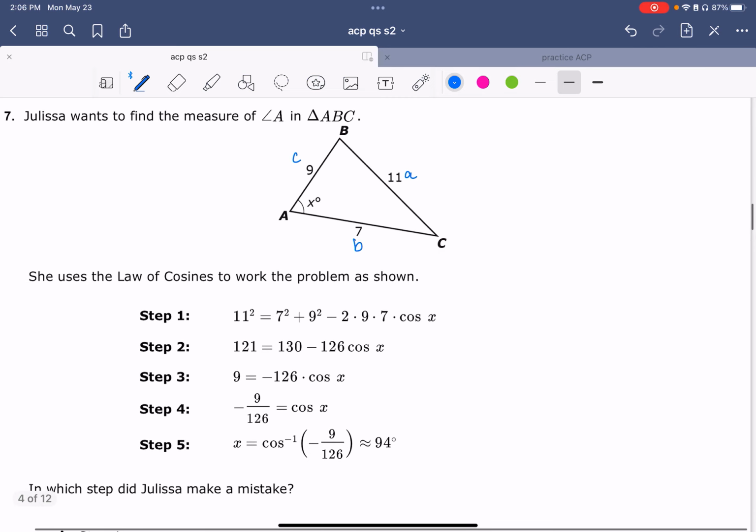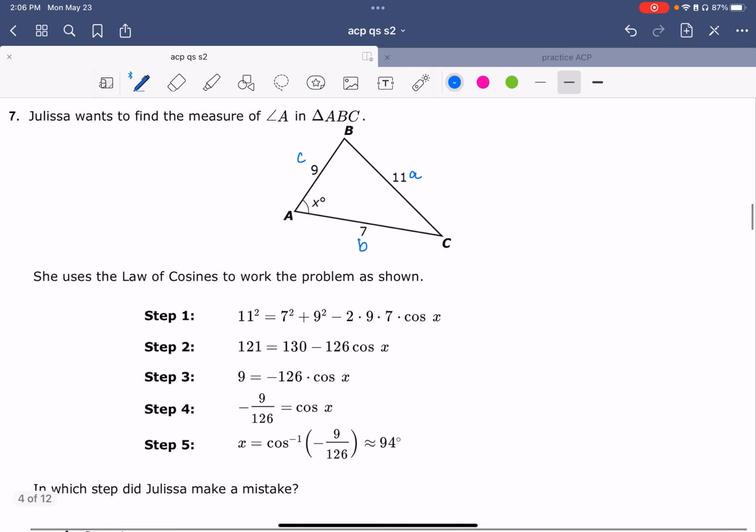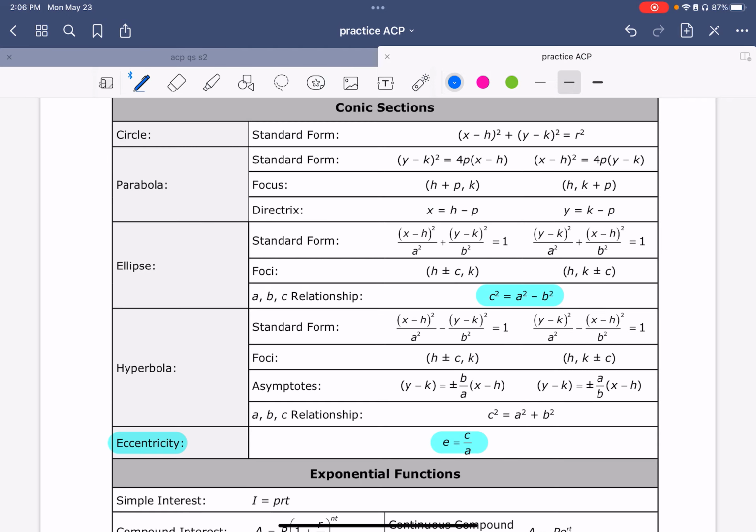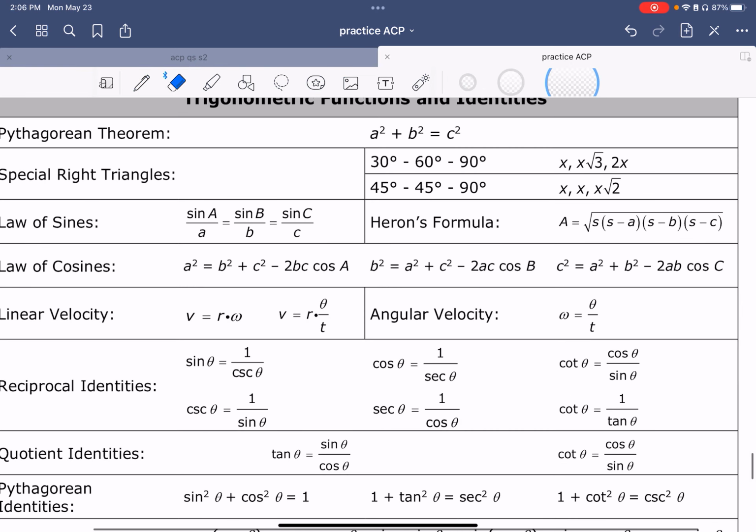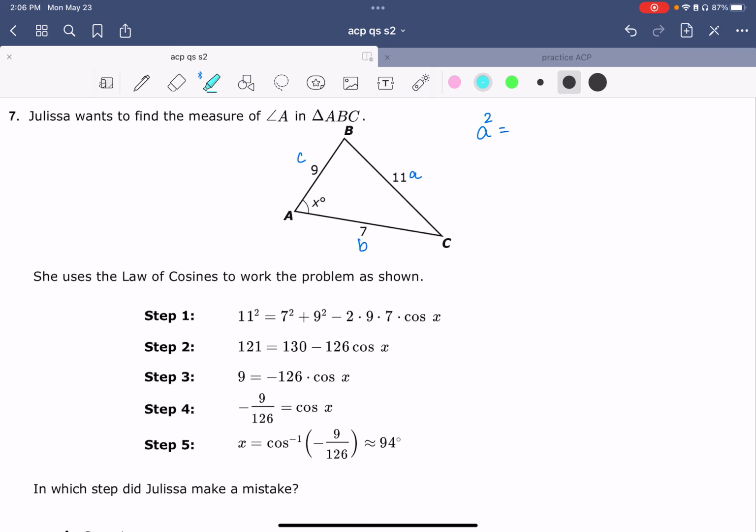So if she's looking for angle A, that means she has to start with A, and the formula is under your formula chart. If you look at your law of cosines, which is up here at the top, you would follow the one where they start with A. So A squared equals B squared plus C squared minus 2BC cosine A.